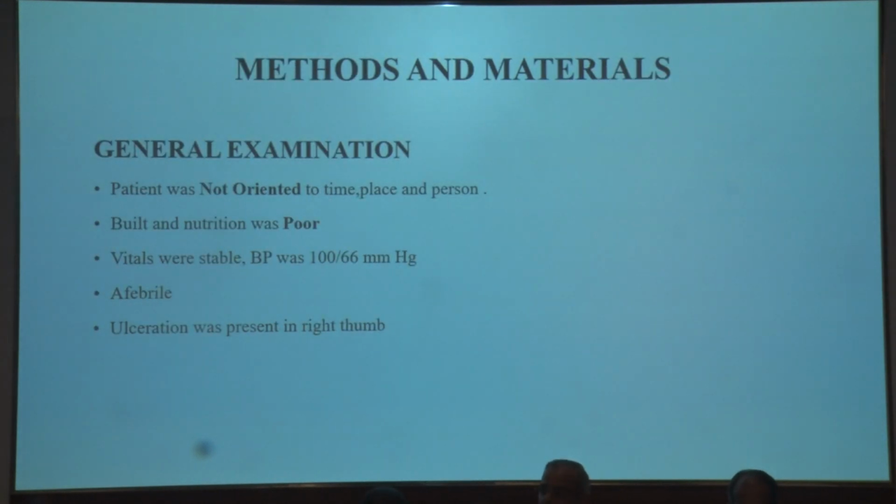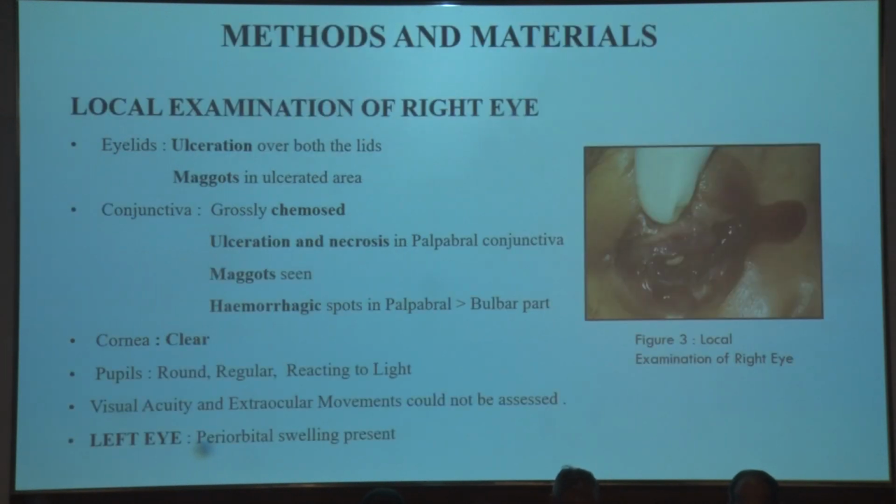In general examination, the patient was not oriented to time, place and person. Her weight and nutrition was poor, and vitals were stable except that her BP was low. She was found in an afebrile state and ulceration was present in the right thumb.